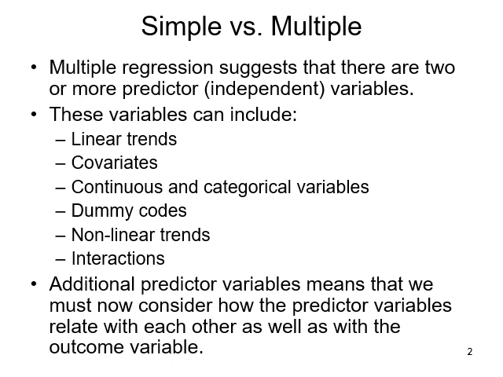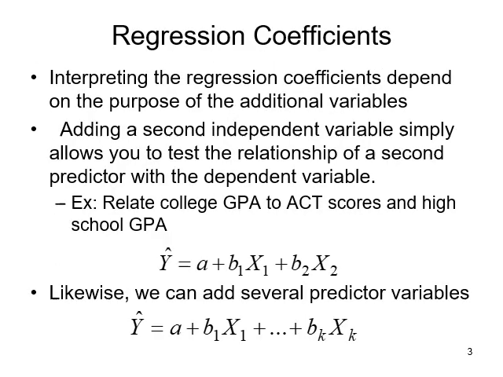So just recognize that multiple regressions can become fairly complex, and we want to consider these possibilities, but we also want to be taking a little bit of control and not adding variables just to add them. So the regression coefficient, interpreting the regression coefficient depends on the purpose of the additional variables. So again, adding a second independent variable simply allows you to test the relationship of a second predictor on the dependent variable, but we also want to make sure that's what we actually are wanting to do.